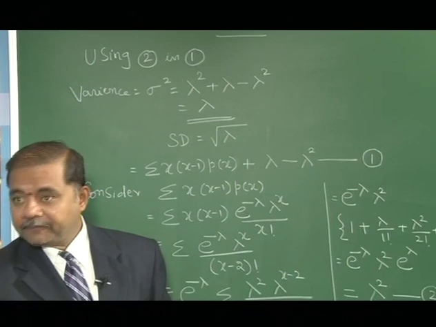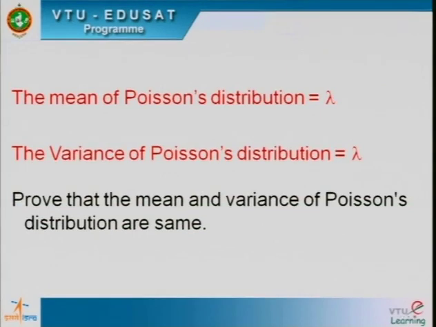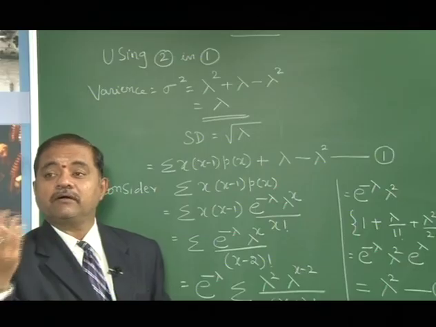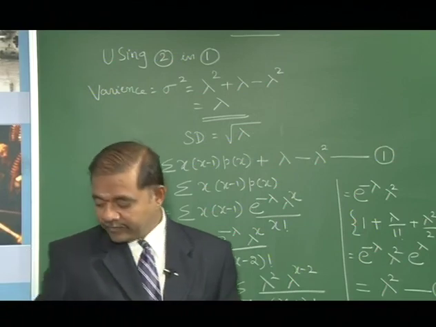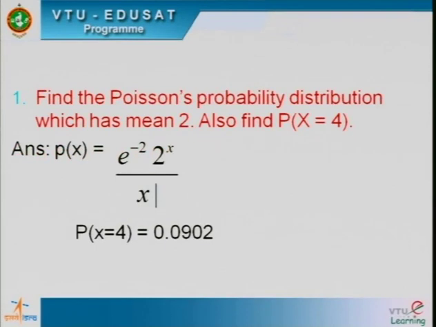So the question will be, find the mean and variance of Poisson distribution. In other words, prove that the mean and variance of Poisson distribution are the same. We have proved the mean of Poisson distribution is lambda, and the variance of Poisson distribution is also lambda. If you have followed one distribution clearly, then the others are going to be easier. Now let us do a few questions, just like we have done for the binomial distribution, problems on Poisson distribution.